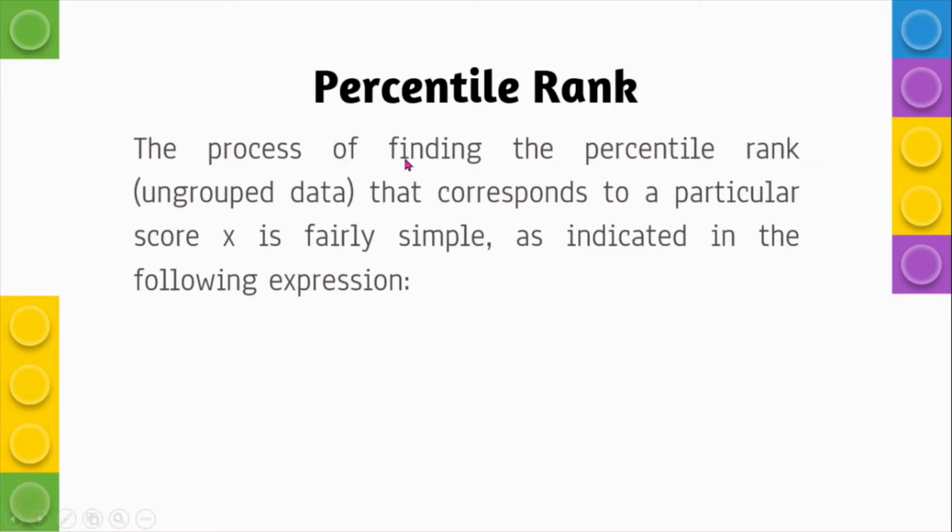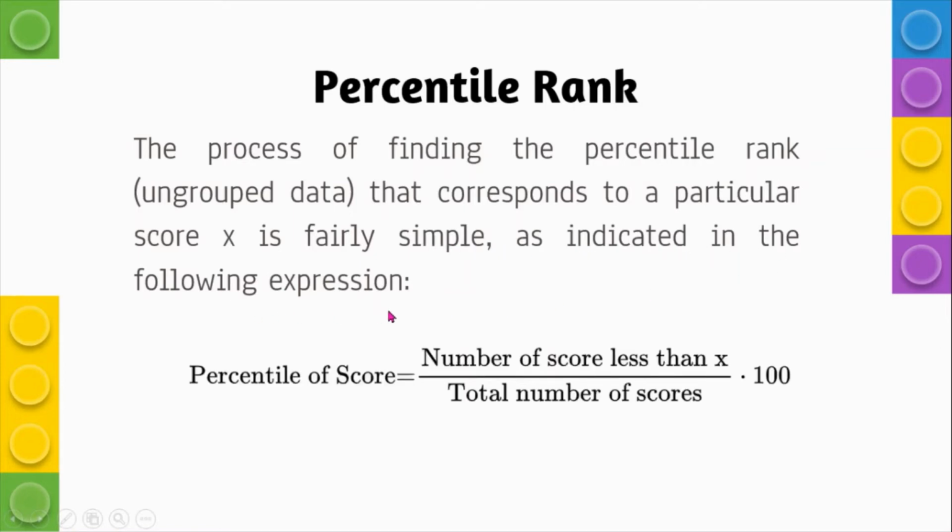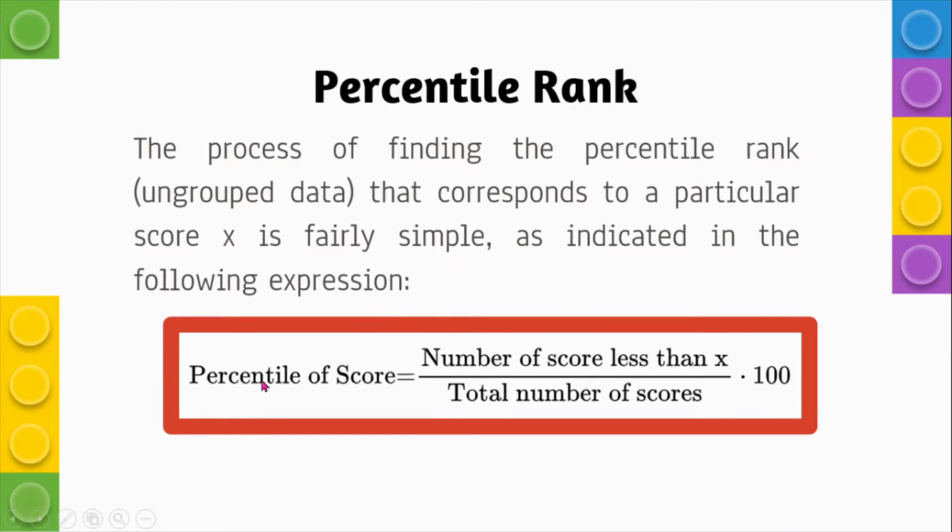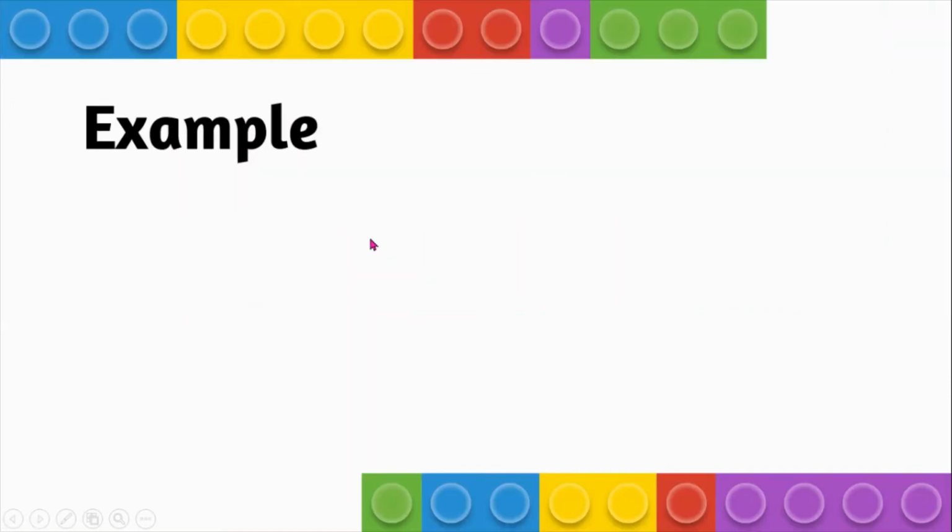The process of finding the percentile rank of ungrouped data that corresponds to a particular score X is fairly simple, as indicated in the following expression. That is, percentile of score is equal to the number of scores less than X over the total number of scores times 100. So this is the formula in finding the percentile of score of ungrouped data.